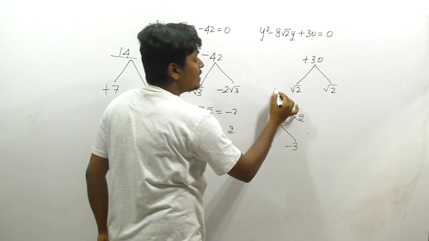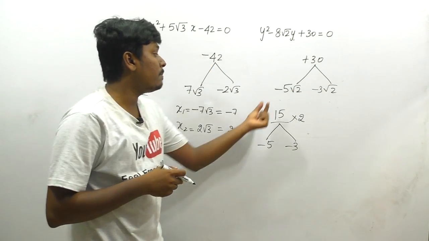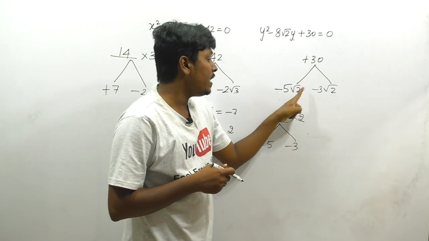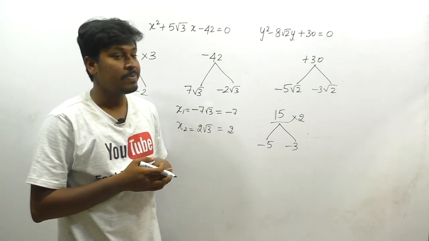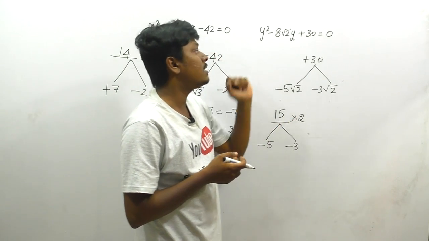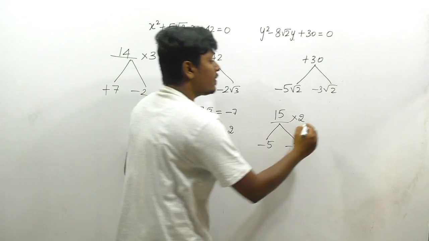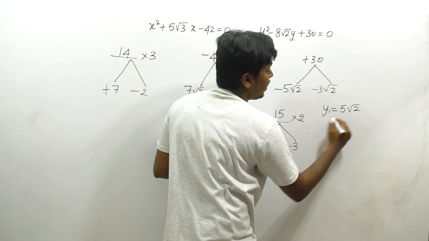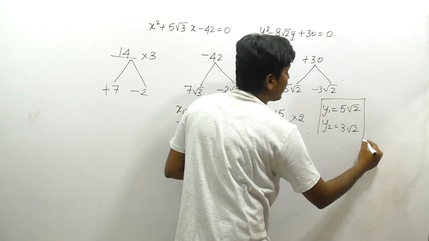So I can directly say that minus 5 root 2 and minus 3 root 2. When we multiply both the numbers, minus and minus, the resultant will be plus. 5 into 3 is 15, root 2 into root 2 is 2. So 15 into 2, the resultant will be 30. And when we add both the numbers, minus 5 root 2 minus 3 root 2, the resultant will be minus 8 root 2. So we have now found the factors. But remember friends, while writing, change the sign. Minus 5 root 2 can be written as plus 5 root 2, where y2 is equal to 3 root 2. So finally we found the factors for the y term.